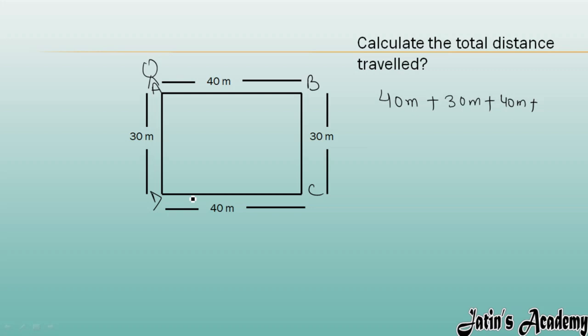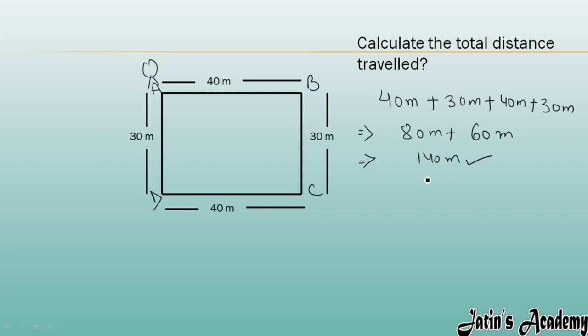So how much distance he has covered? 4 plus 4, 8. That is 80 meter plus 3 plus 3, that is 60. 30 plus 30, that is 60. So how much distance he has covered? 140 meter. So this is a total distance traveled by a object.